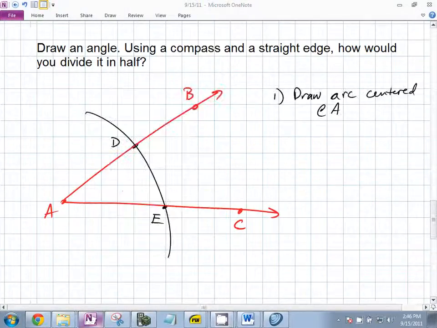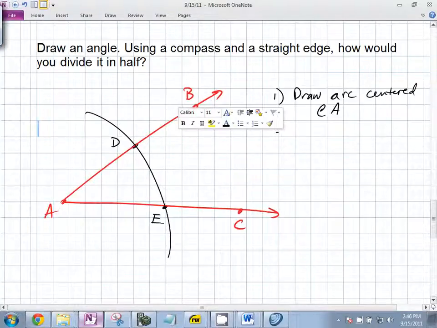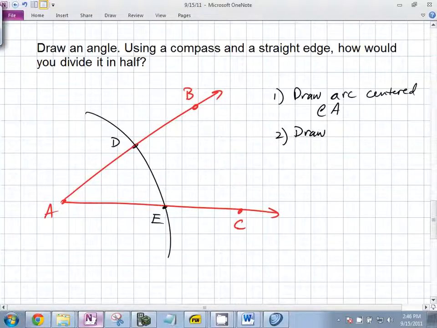So step 2 is draw 2 arcs. Draw 1 arc at E with radius at least what?